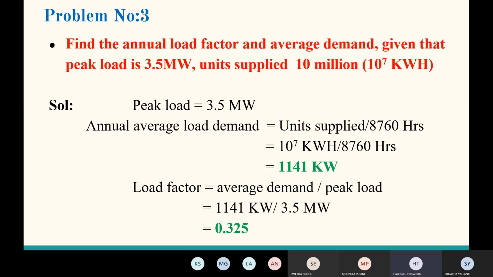As we know the average load, you can easily find the load factor. Why? Because load factor equals average load by maximum demand. So annual load factor equals average demand divided by peak load. Here the average demand is already annual, that's why we cannot put 8760 here. So 1141 kilowatt divided by 3.5 megawatt gives 0.325. Load factor is 0.325.